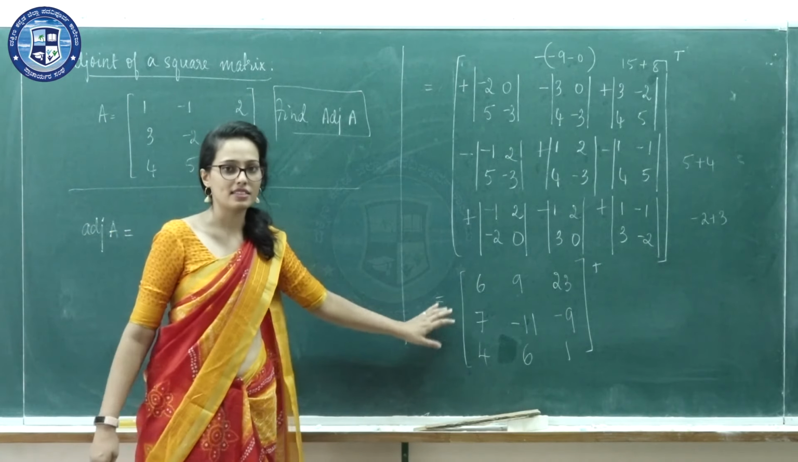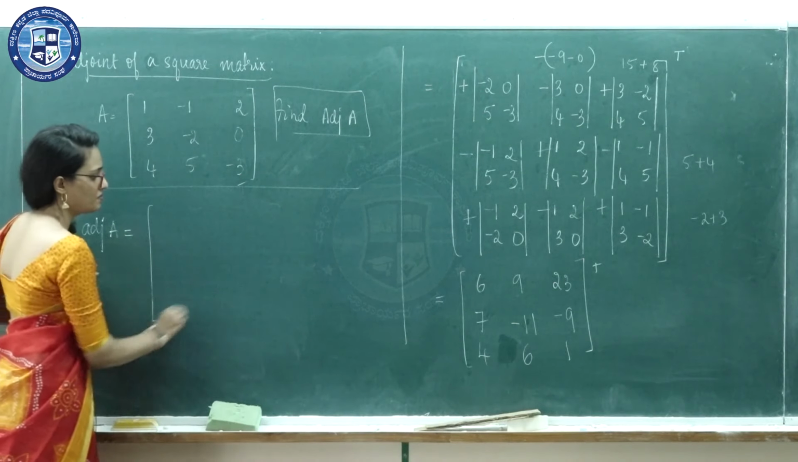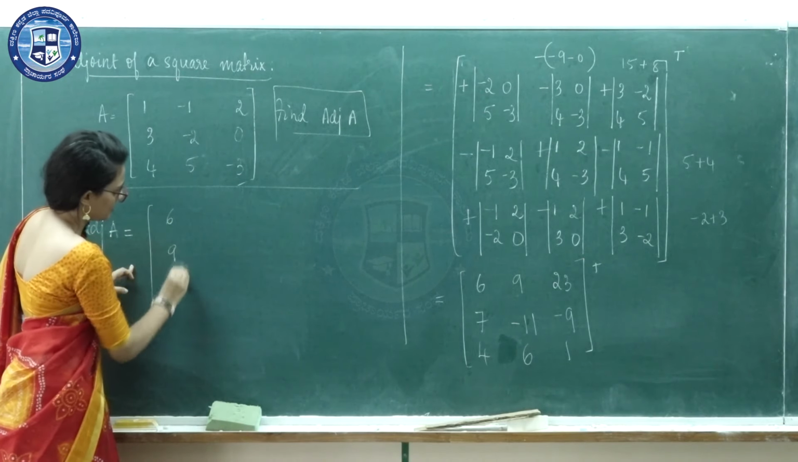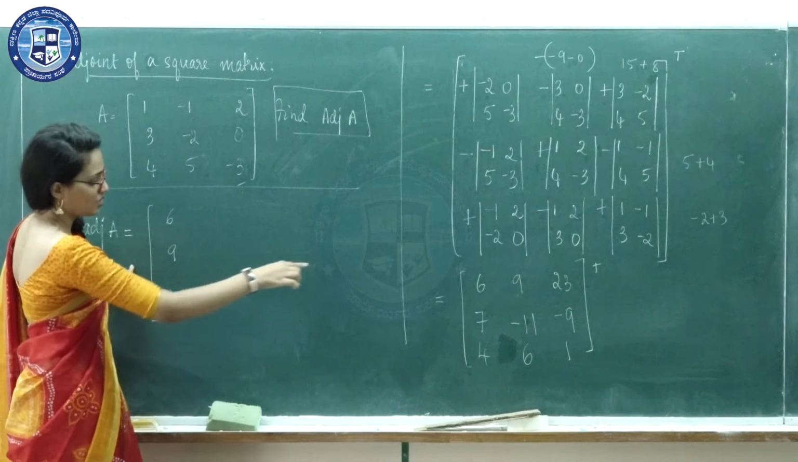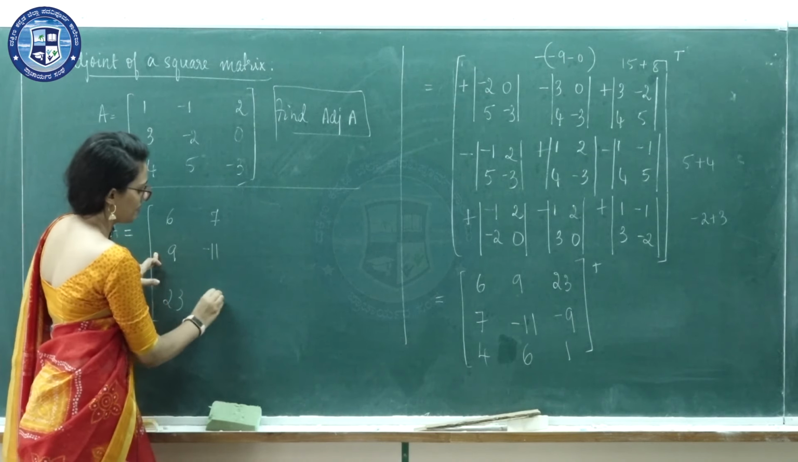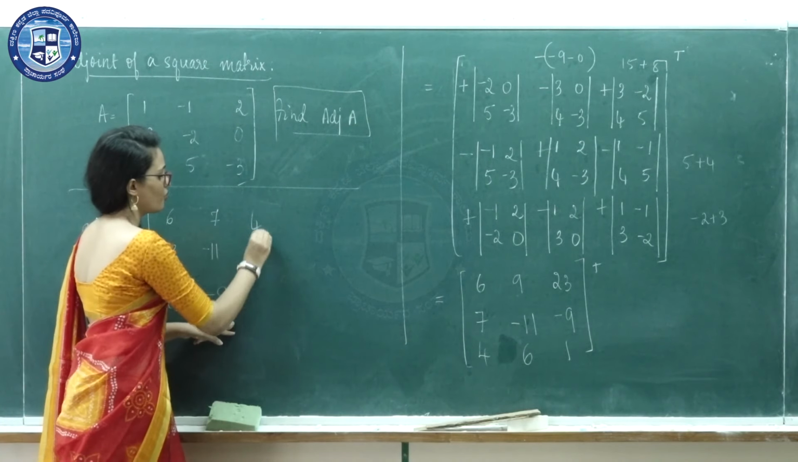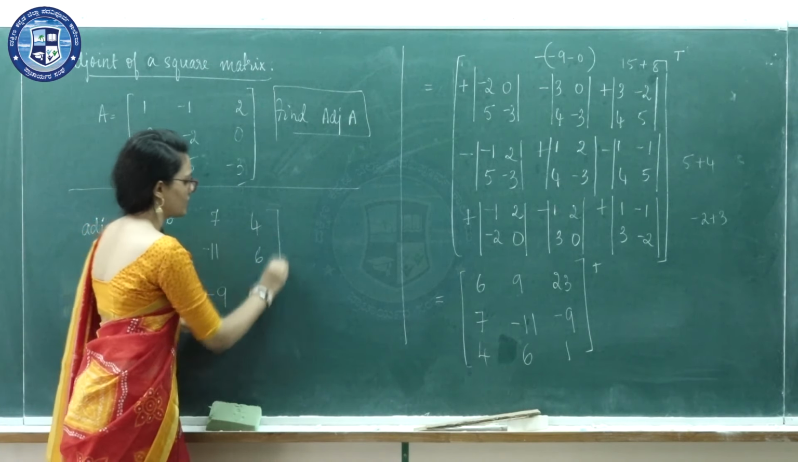Okay. So now let's take the transpose of this matrix. The first row becomes the first column, so 6, 9, 23. The second row becomes the second column: 7, minus 11, minus 9. And the third row becomes the third column: 4, 6 and 1.